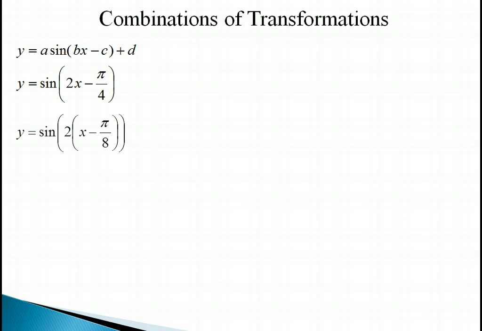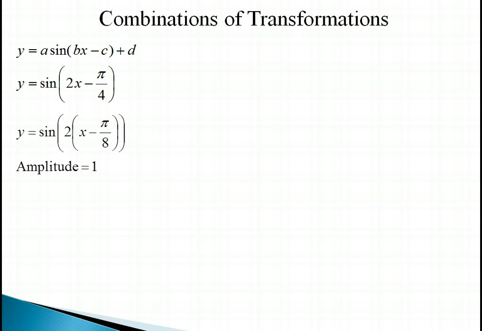Okay, let's try another one. We're given the sine of 2x minus pi over 4. This one does have a phase shift. So the first thing I'm going to do is factor out the 2 so I can easily see what my phase shift is. So I end up with 2 times x minus pi over 8.